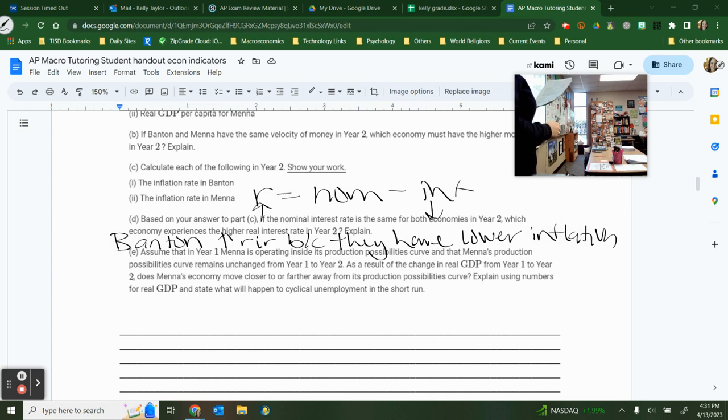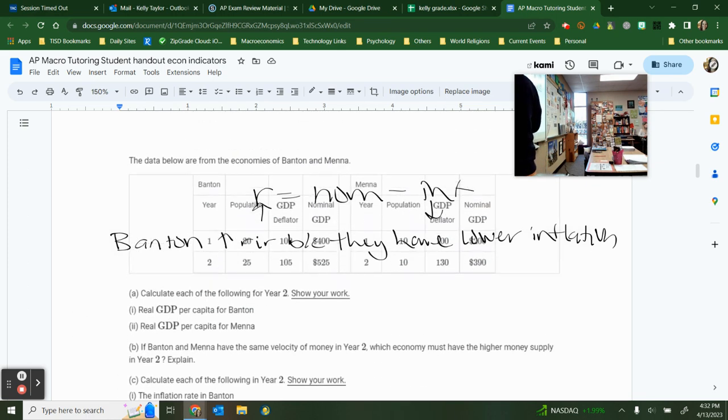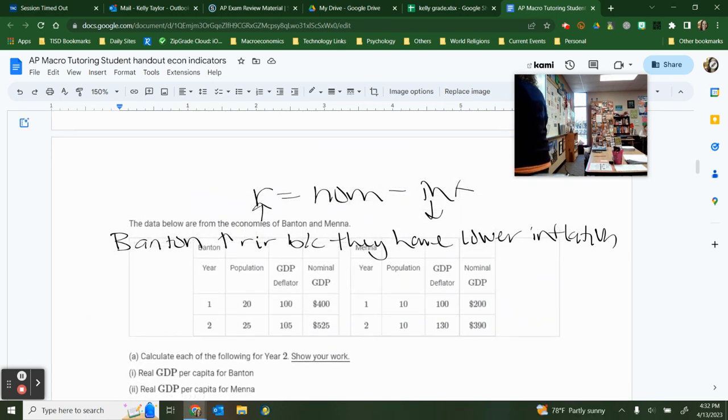All right, and last but not least, assume that in year one, MENA is operating inside its PPF curve, and that MENA's production possibilities curve remains unchanged from year one to year two. Okay, so it's not shifting. As a result of the real GDP from year one to year two, does MENA's economy move closer or farther away from its PPF curve, and explain it using numbers for real GDP. So you have to solve for real GDP for MENA for both years. If I scroll back up, there it is. Here's MENA.